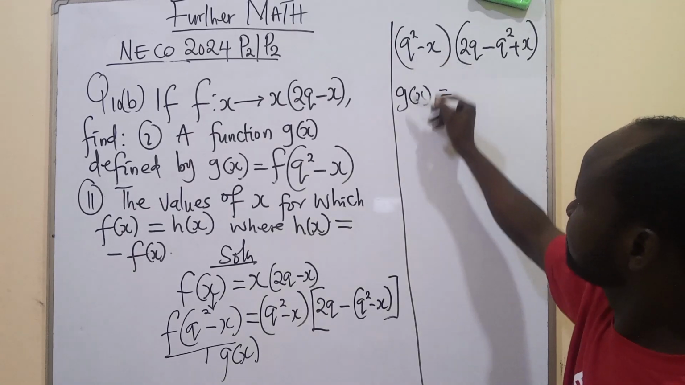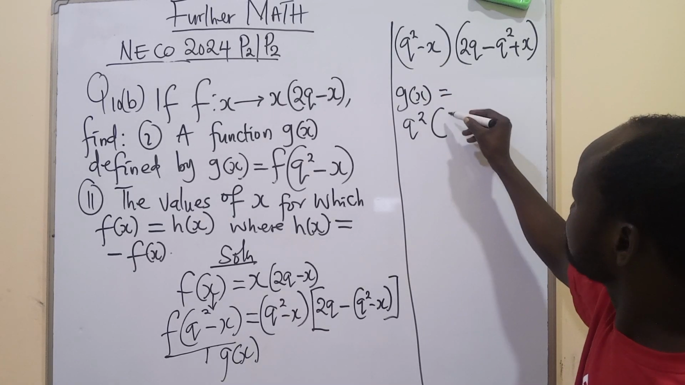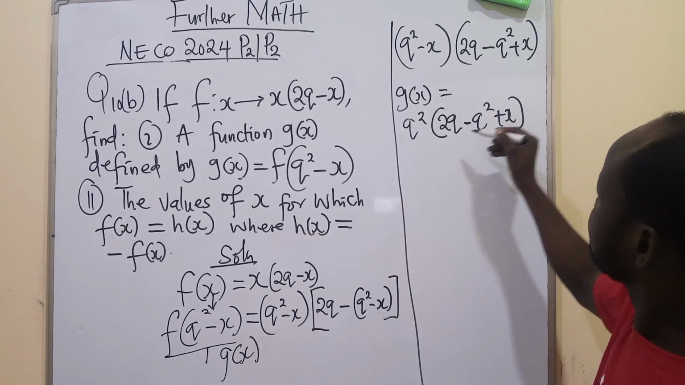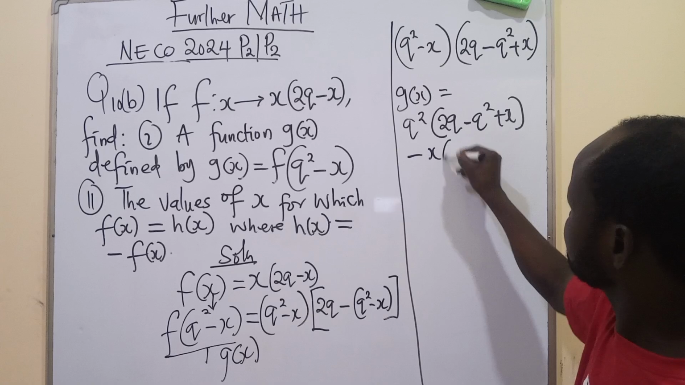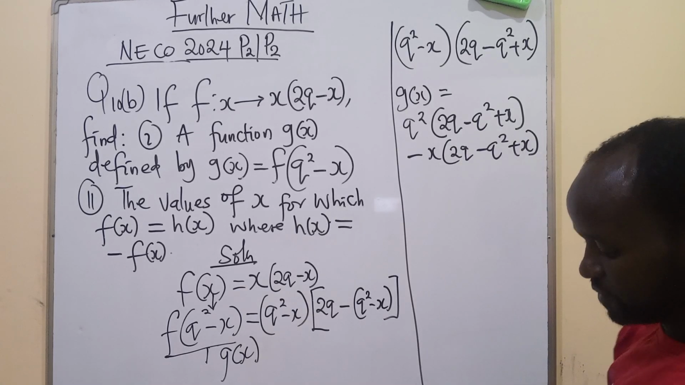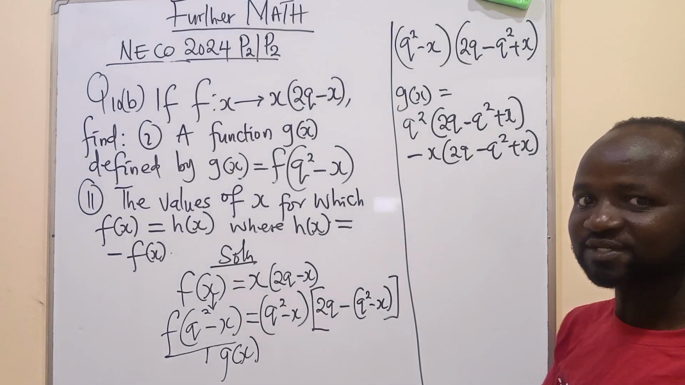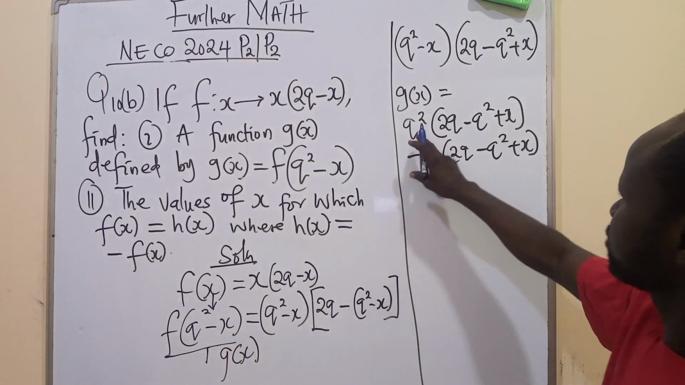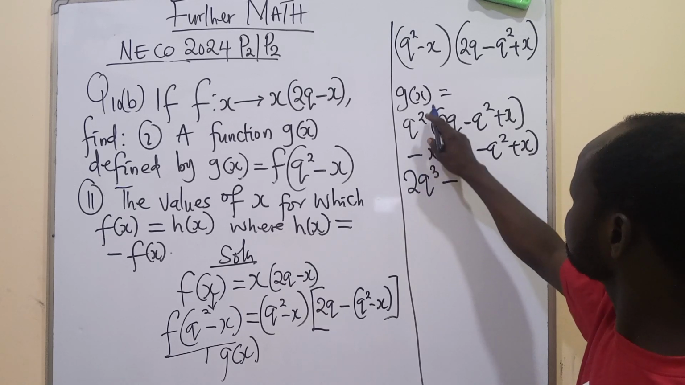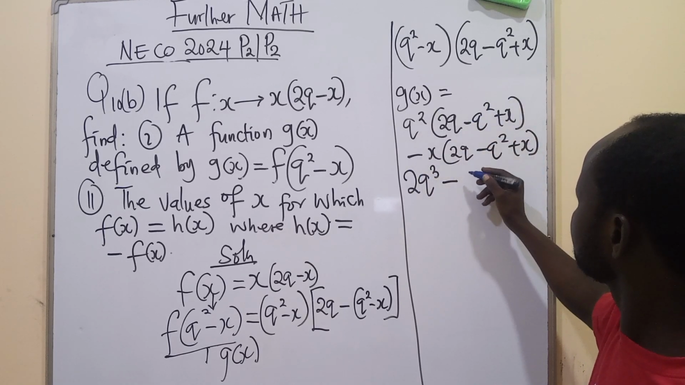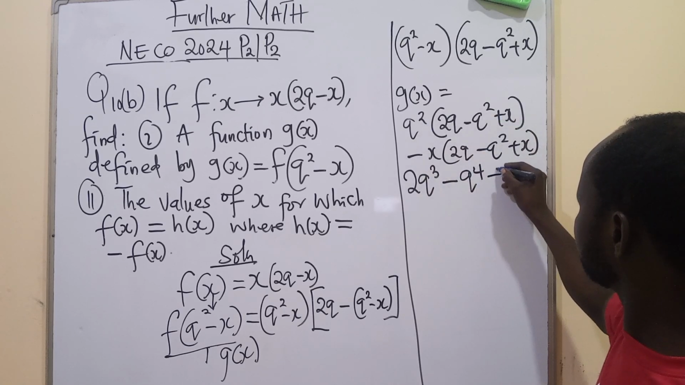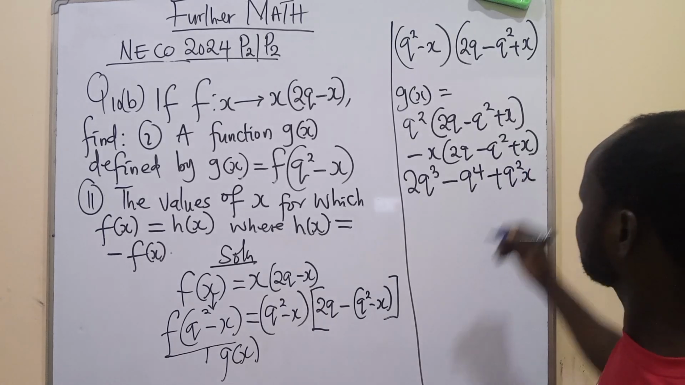Let's expand. Let's pick q² into (2q − q² + x). Then we'll have minus x into (2q − q² + x). At this point, we can simplify. Let's multiply q² times 2q. That will be 2q³. Minus q² times minus q² will be q⁴, wait, that is minus q⁴. Q² times plus x will be plus q²x.